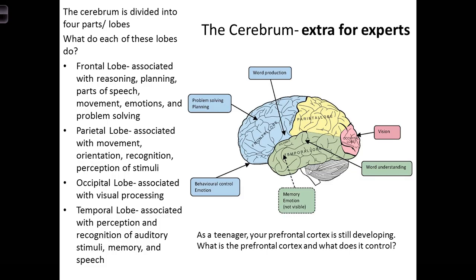So if we look at the cerebrum, this is a bit of extra for experts. You're not really expected to know all of this detail, but the cerebrum is divided into 4 parts or lobes. The frontal lobe, which is the blue part here, is really associated with reasoning and planning and parts of speech, movement, emotions, problem solving, the higher thinking kind of stuff. So when you stop and ponder a problem, it's probably your frontal lobe that you're using to problem solve. Now the frontal lobe is still developing in teenagers.